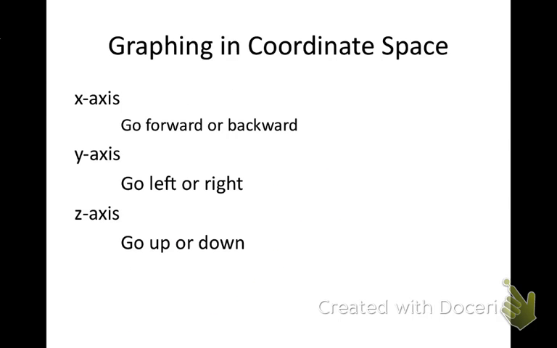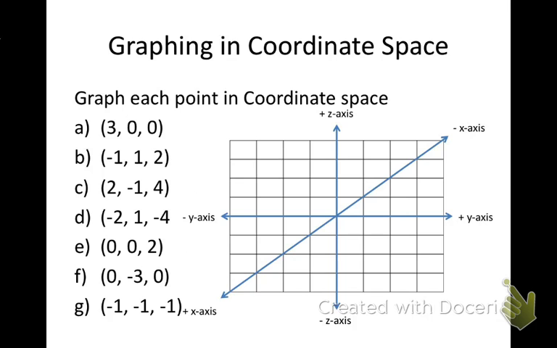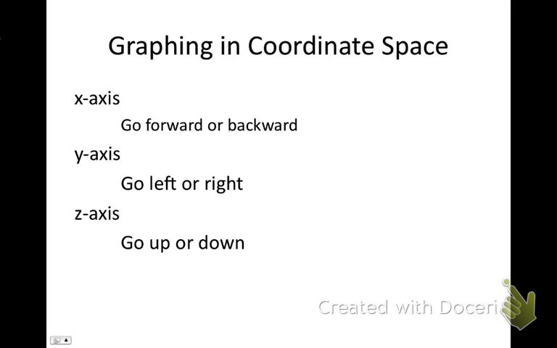So when I think of this graphing, I think about going forward or backward. The x-axis is going forward, backward, forward being positive, backward being negative. When I have my y-axis, I go left or right, left negative, right positive. And when I have my z-axis, I go up or down, up positive, down negative. So when we describe a point, we're going to talk about going forward or backward, left or right, and then up or down.